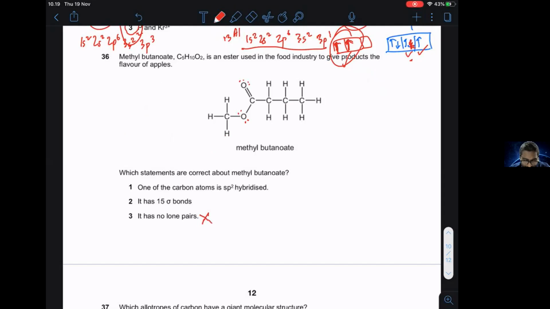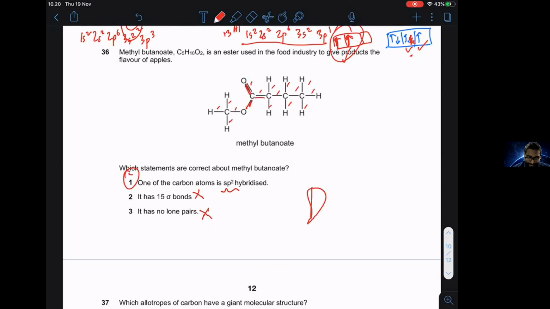15 sigma bond. Let's calculate. 1, 2, 3, 4, 5, 6, 7, 8, 9, 10, 11, 12, 13, 14, 15, 16. If I calculate, it's 16. Let's double check again. 1 to 16, it's 16. Okay, so one of the carbon atoms is sp2 hybridized. sp2 means 3 bonds can be formed. So 3 bonds, yes, sp2. So answer is D. 36 is D.